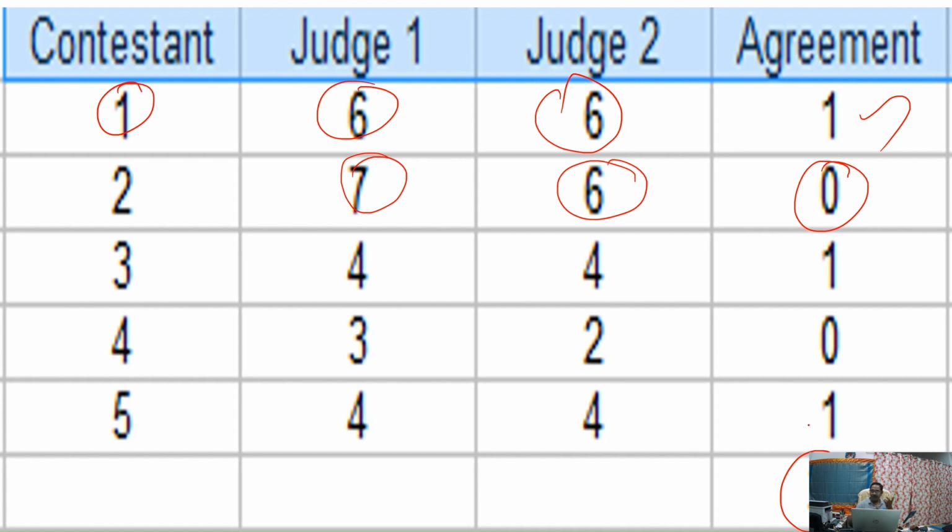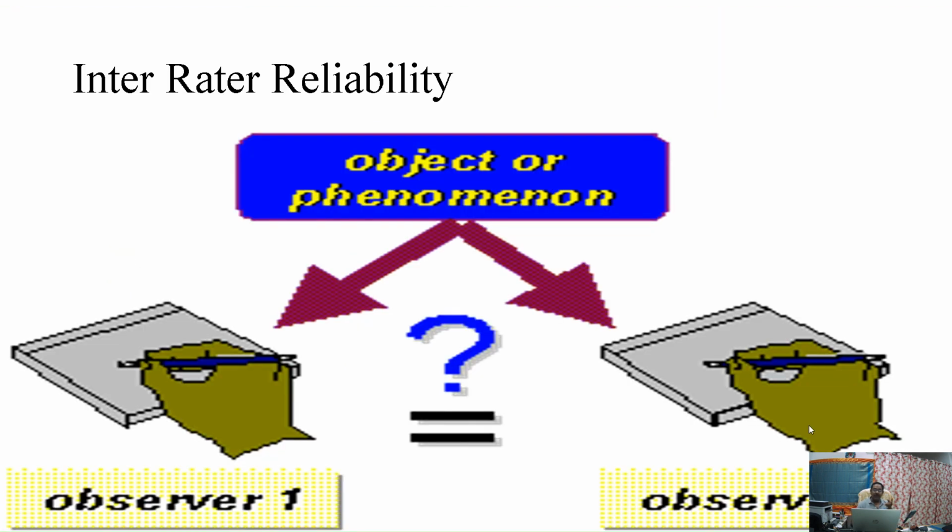Or otherwise, if observer A measures on an interval or ratio scale with many measures, and observer 2 also measures on an interval or ratio scale, we can go for the Pearson correlation coefficient, as we discussed previously. This is how we find the reliability.